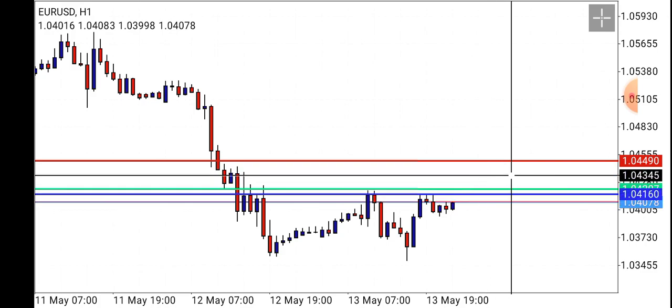So that's my take on Euro USD. We wait for the market to open on Sunday, and by Monday we would know which way. We will know if our analysis is right.